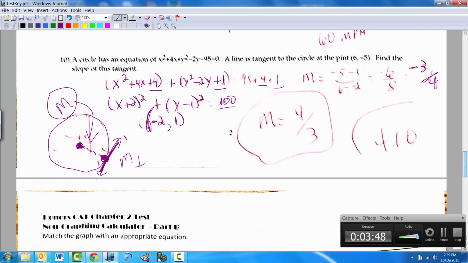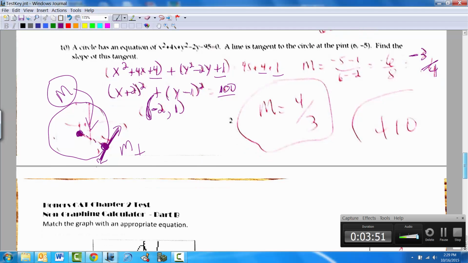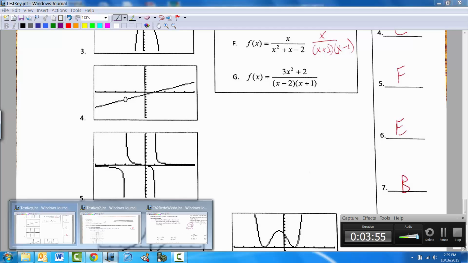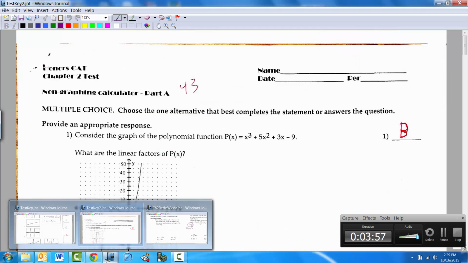Remember how we did this, but I don't really care about that too much. That was supposed to be extra credit, so we're going to move on. Whoops. I don't care about that either. Sorry. Good we get to see that.